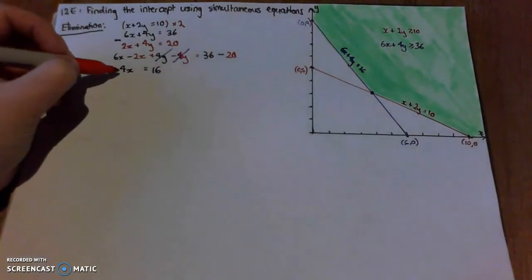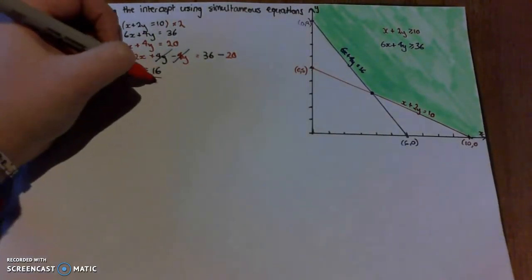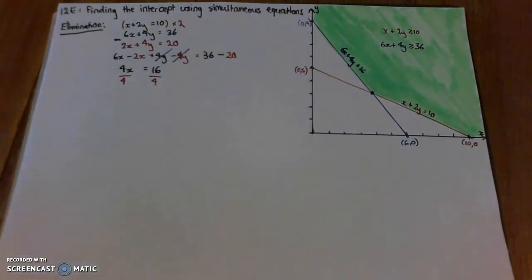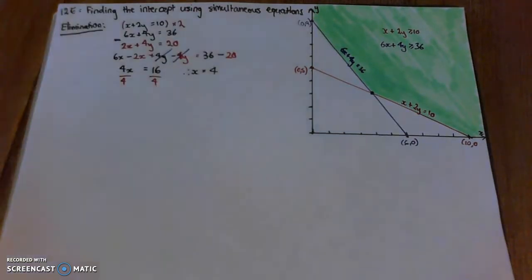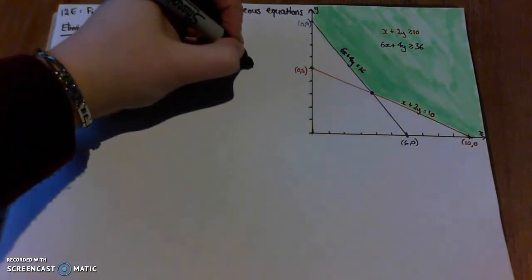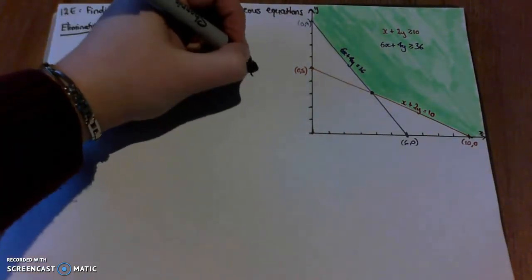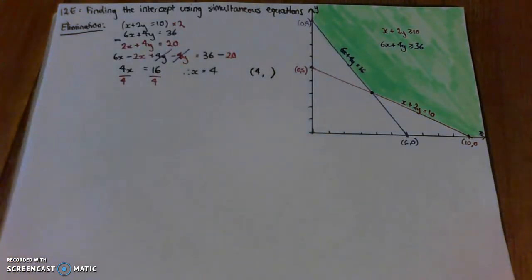Then what we can do, we want the x value by itself, so we divide by 4, we divide by 4. X is then equal to 4. So we've just solved for x. We've just found what x is, our x coordinate. So we now know that our final coordinate will contain 4 as the first number.